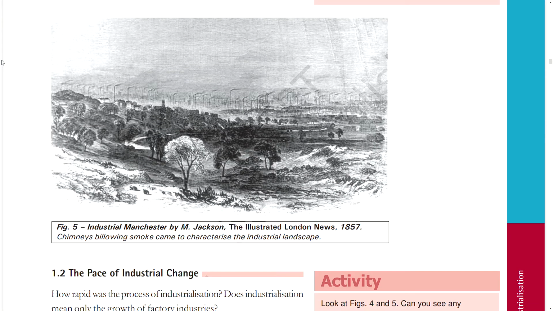Figure: Industrial Manchester by M. Jackson, The Illustrated London News, 1857. Chimneys billowing smoke came to characterize the industrial landscape.